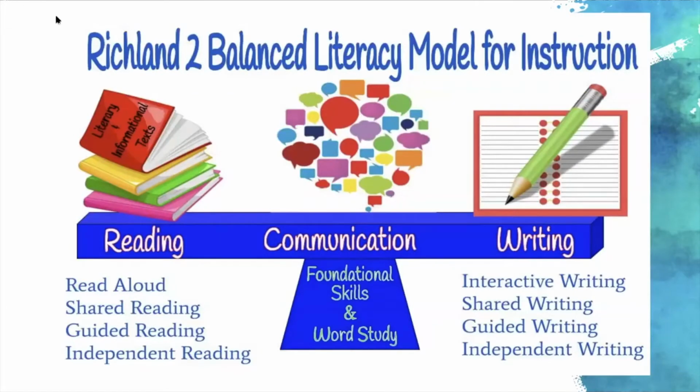So this is the Richland II Balanced Literacy Model for instruction. And so you'll see there the strands from our standards. You've got reading, communication, writing. On the books, on the left side of the balance are informational and literary text. So you've got all the strands there, with the exception of inquiry. Inquiry is not represented on our balanced literacy model.